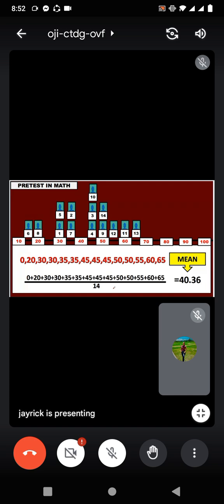41.43, sir. Very good. 41.43. Now, because of the outlier which is zero, it becomes 40.36. And it can be said that this mean value, which is 40.36, is not a good representative value when it comes to representing the central value of the data set. Why? Because this mean value came from the data set having an outlier, which is the zero.